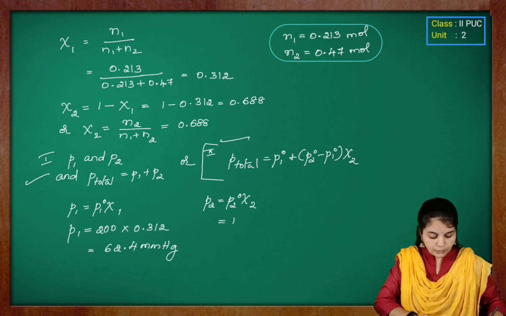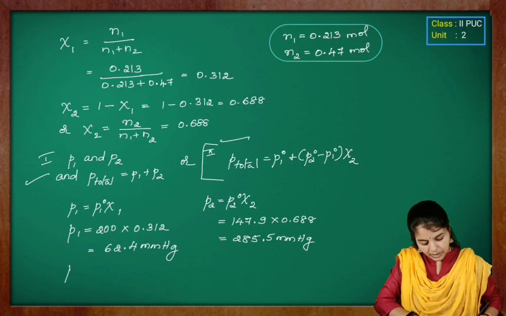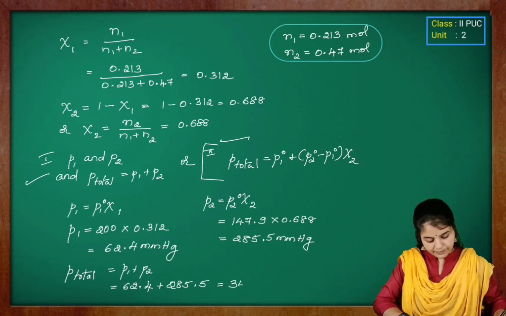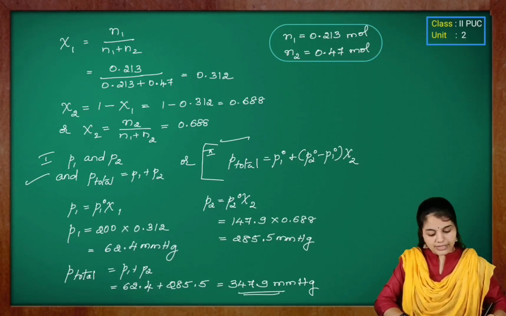Similarly, I can calculate P2, that is equal to P2 naught into chi2. So P2 naught we have is 415 mmHg into the value of chi2, that is 0.688, and the answer we are going to get here is 285.5 mmHg. So now I can write P total is equal to P1 plus P2, and this is equal to 62.4 mmHg plus 285.5 mmHg, and this is equal to 347.9 mmHg.